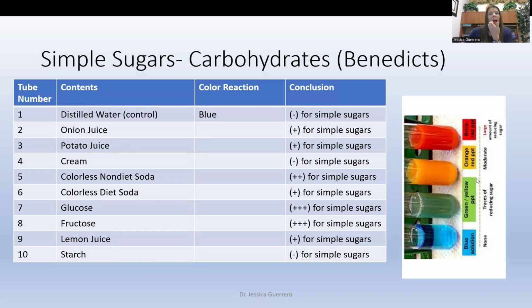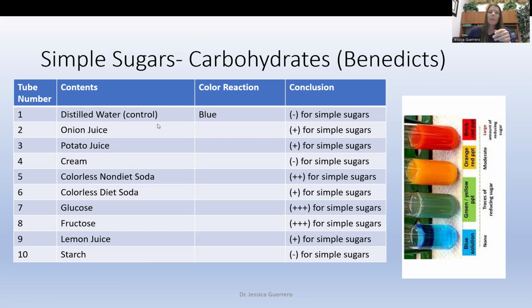So I have kind of an outline of what the results could have looked like and how we would interpret those. First of all, knowing that Benedict's reagent is the indicator for simple sugars, it's only going to test positive for monosaccharides like glucose, fructose, maybe some disaccharides like lactose. We always test in water because water will serve as our control. We know water has no carbohydrates. So whatever color the water turns, we know that is a negative result.